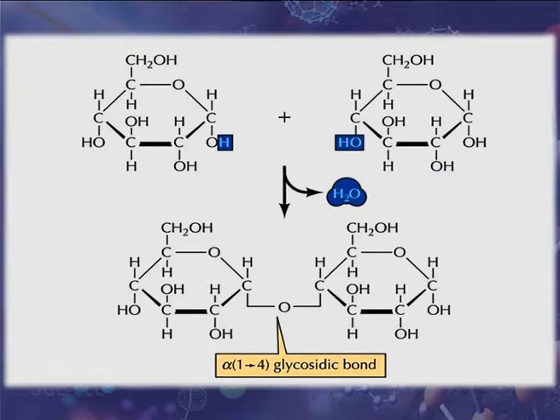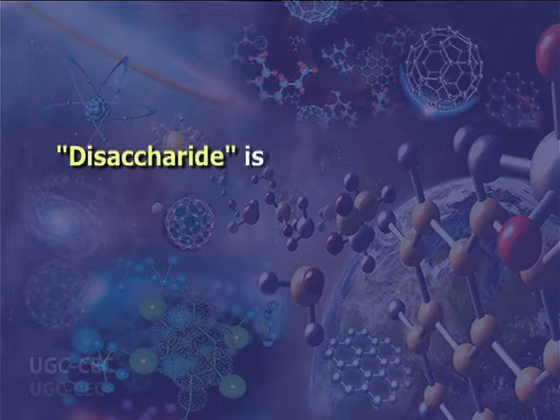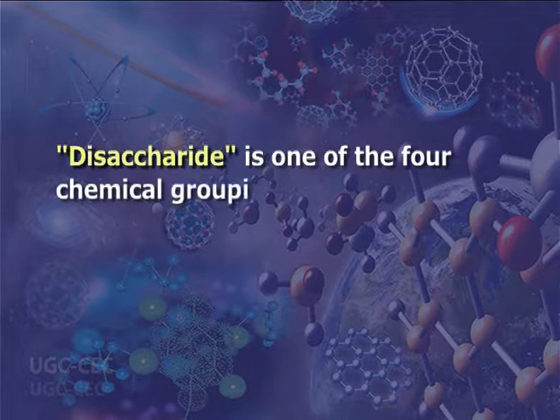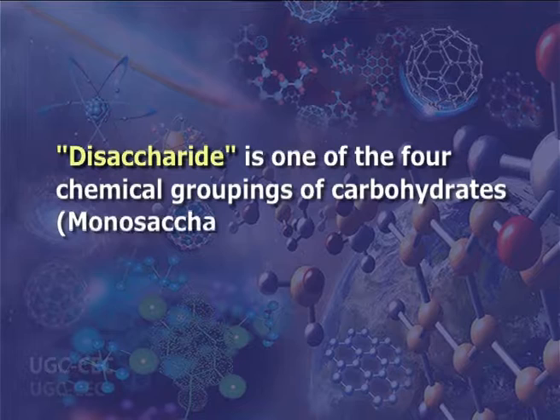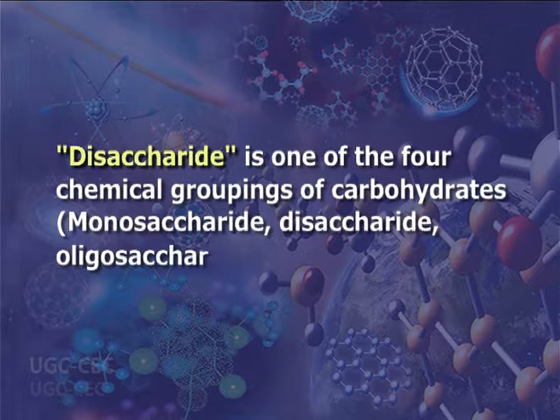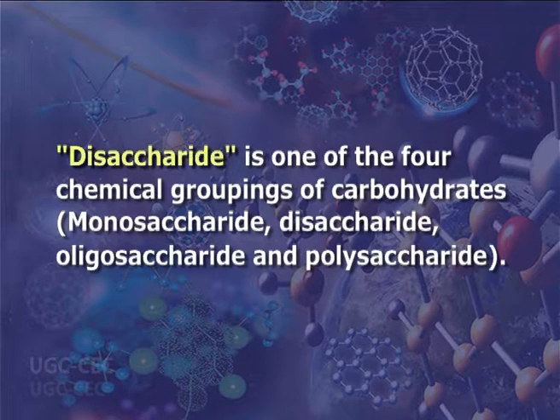Disaccharides. A disaccharide or biose is the carbohydrate which is formed when two monosaccharides undergo a condensation reaction, which involves the elimination of a small molecule such as water from the functional groups only. Disaccharide is one of the 4 chemical groupings of carbohydrates, that are monosaccharide, disaccharide, oligosaccharide, and polysaccharide.